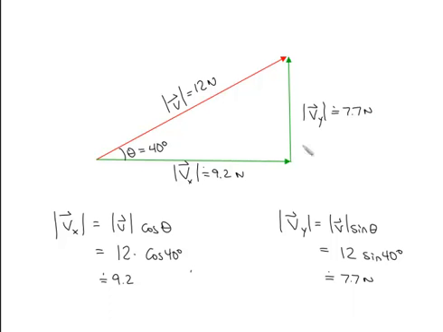So there's your vertical component, there's your horizontal component of this vector. That's it. So nice and short and sweet. Those are really the only two kinds of problems you guys are going to be tackling on this next assignment.